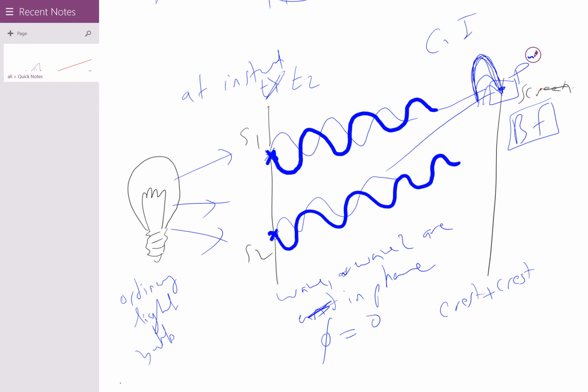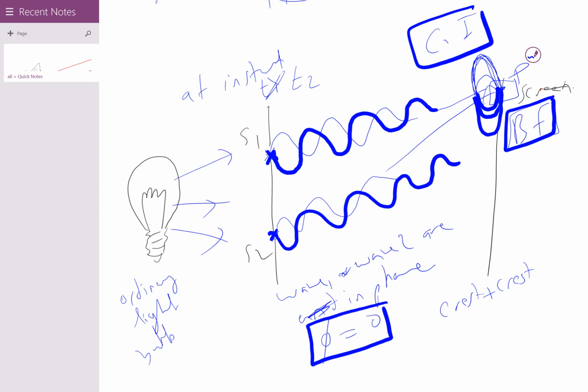Accordingly, they will reach point P also the same. Suppose from S1 we obtain a trough here, and from S2 we also obtain a trough. Therefore we have a trough added to a trough, and we obtain a larger trough. Therefore I obtain constructive interference again, and the point P still behaves as a bright fringe. This is because the phase difference was 0 and this is still 0. Hence the point P was a bright fringe, and it's still a bright fringe, and will still be a bright fringe forever.